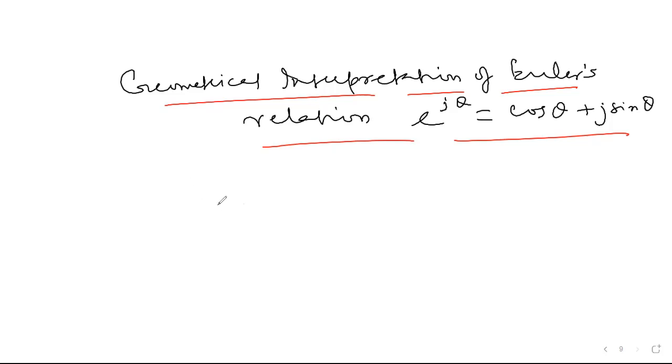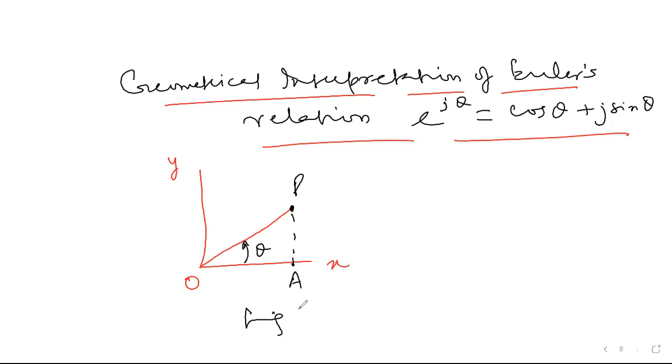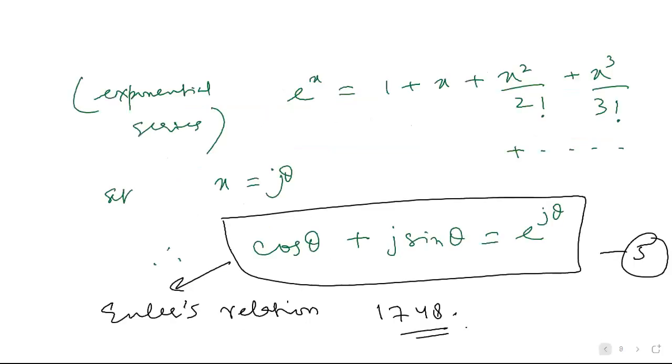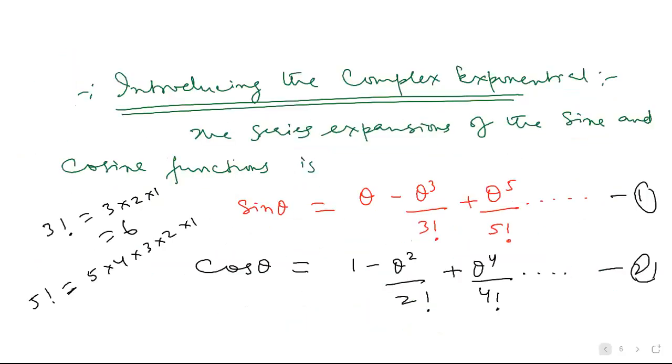Let me draw the figure. This is x, this is y, this is the origin. Now let this be point P. This is angle theta. And this point is A. And this figure is figure 4. The last figure was figure 3. Right.